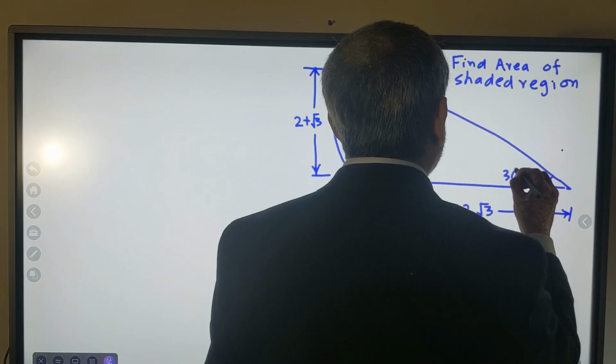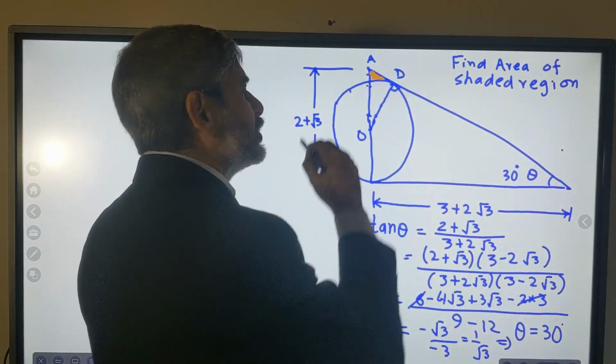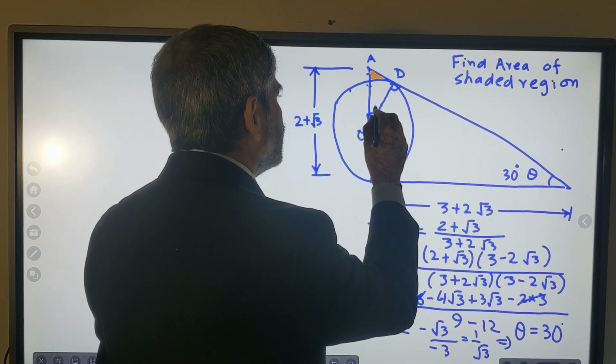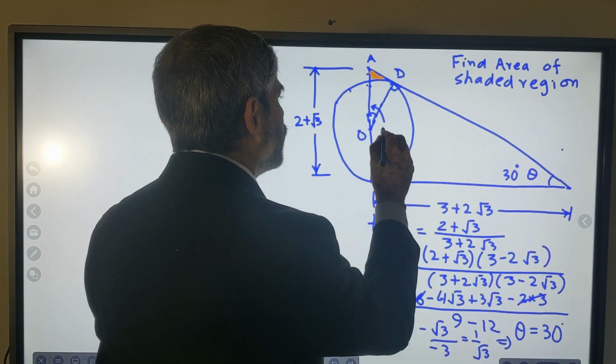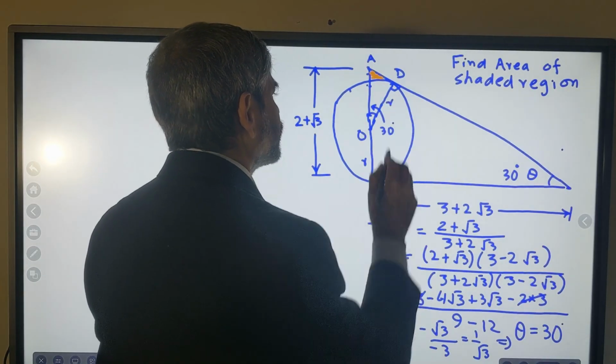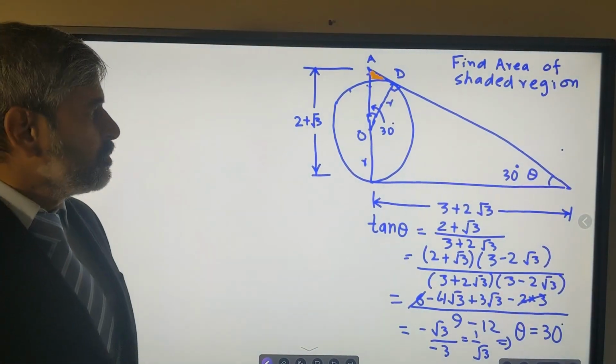This is 30 degrees, which means this angle is going to be 60 degrees, and this angle is going to be 30 degrees. And let's say the circle has a radius of r.